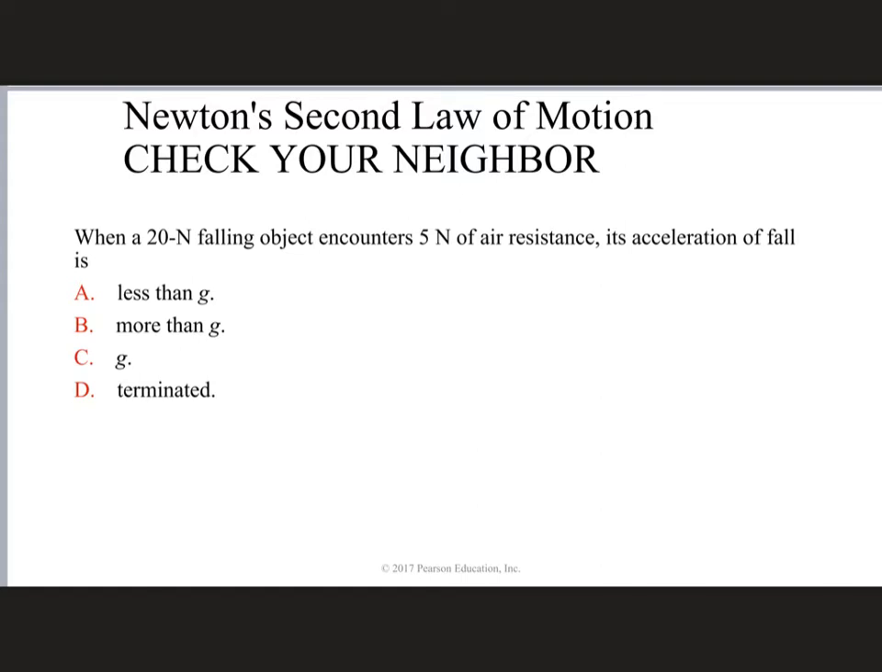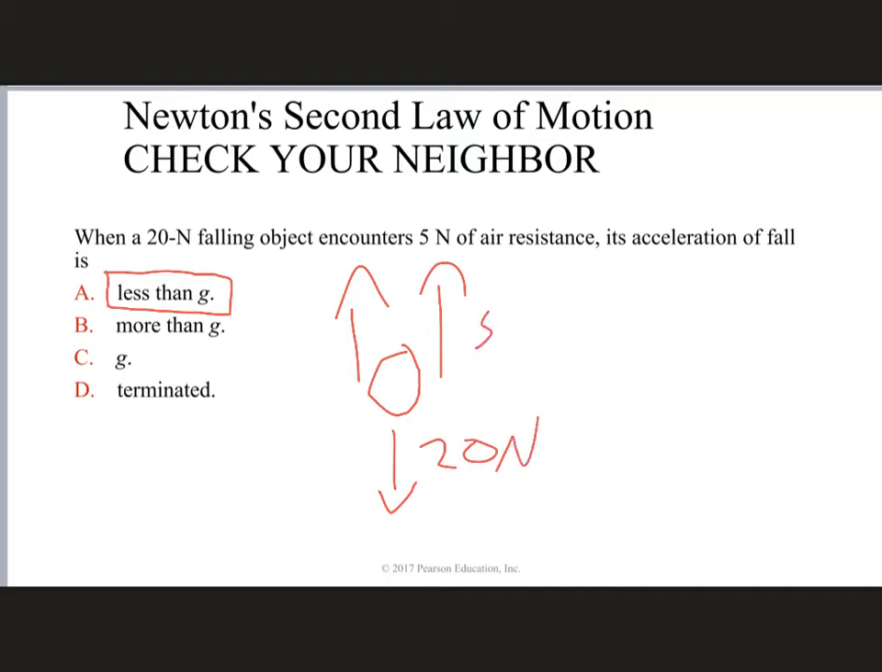Well, the answer to that is that it's going to be less than g, because the air resistance is acting against it. So think of it this way. If an object were falling and there were no air resistance at all, the force of gravity would cause that object to accelerate at little g. But because there's air resistance acting in the opposite direction, in this case you've got 20 Newtons pulling it down and 5 Newtons pulling it up with the air resistance, then you have a net force of 15 Newtons, not 20 Newtons, and so the acceleration is going to be less.